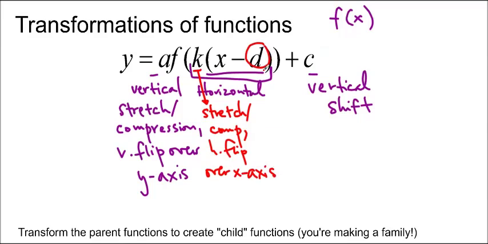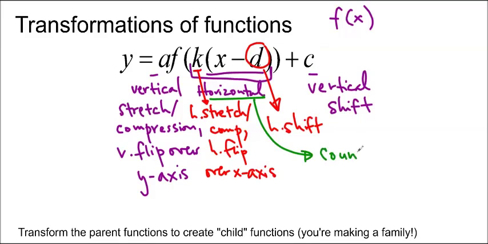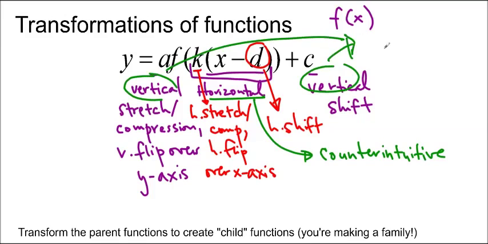D, it's the horizontal shift inside of the brackets. The horizontal is a little bit counterintuitive, what we call counterintuitive. It goes against your intuition, against what you think it should be. Counter meaning against, and intuitive meaning what is in by your intuition. And both the verticals are intuitive, so they do what you expect them to do.